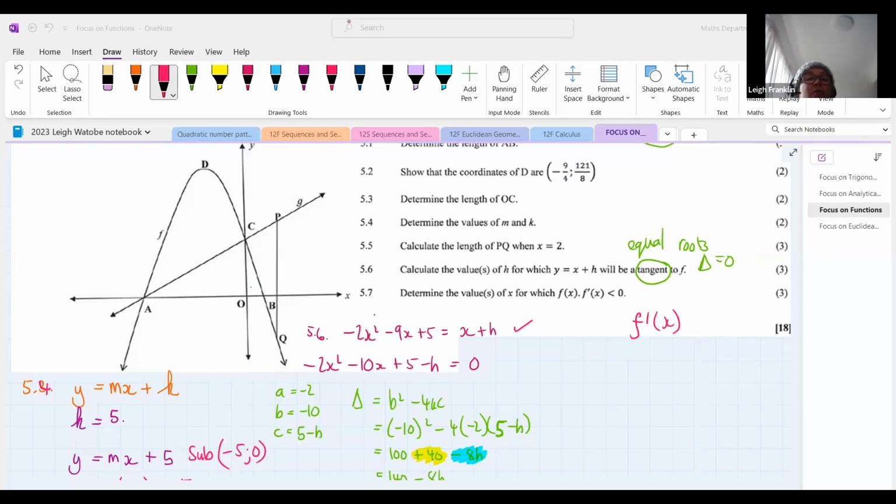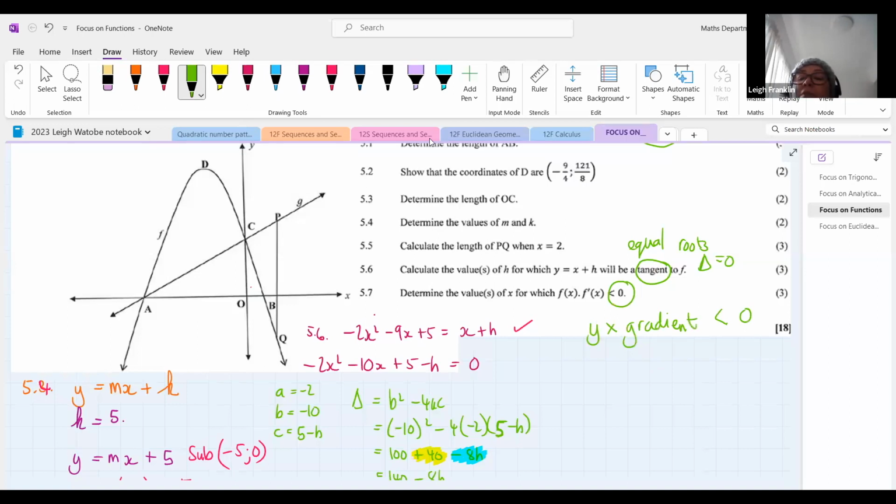All right, so in other words, what we are doing to answer this question is that we are multiplying f of x, which is y, times gradient. Okay, that's what f of x times f prime x means. It means your y value times your gradient has to be negative. It has to be smaller than 0.